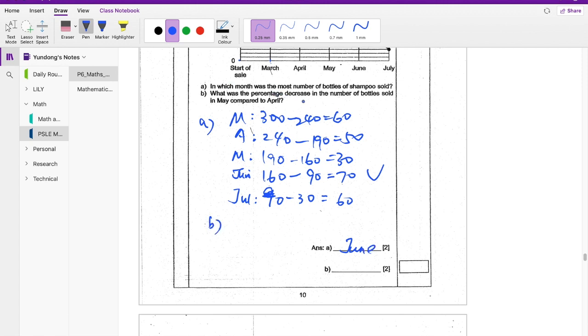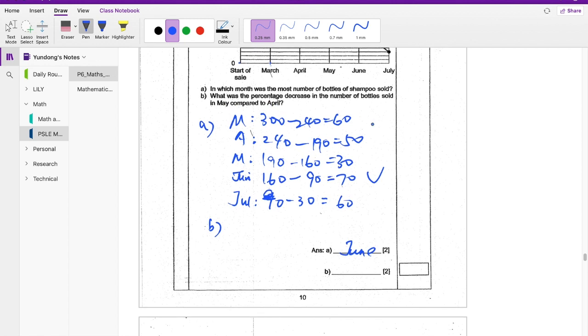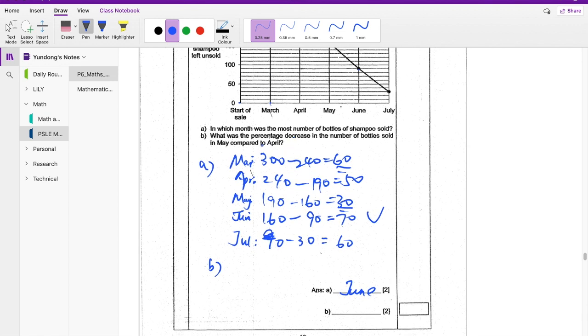Then what was the percentage decrease in the number of bottles sold in May compared to April? So we see here May is 30, right? This is March. So what was the percentage decrease in the number of bottles sold in May compared to April? April is 50, right?